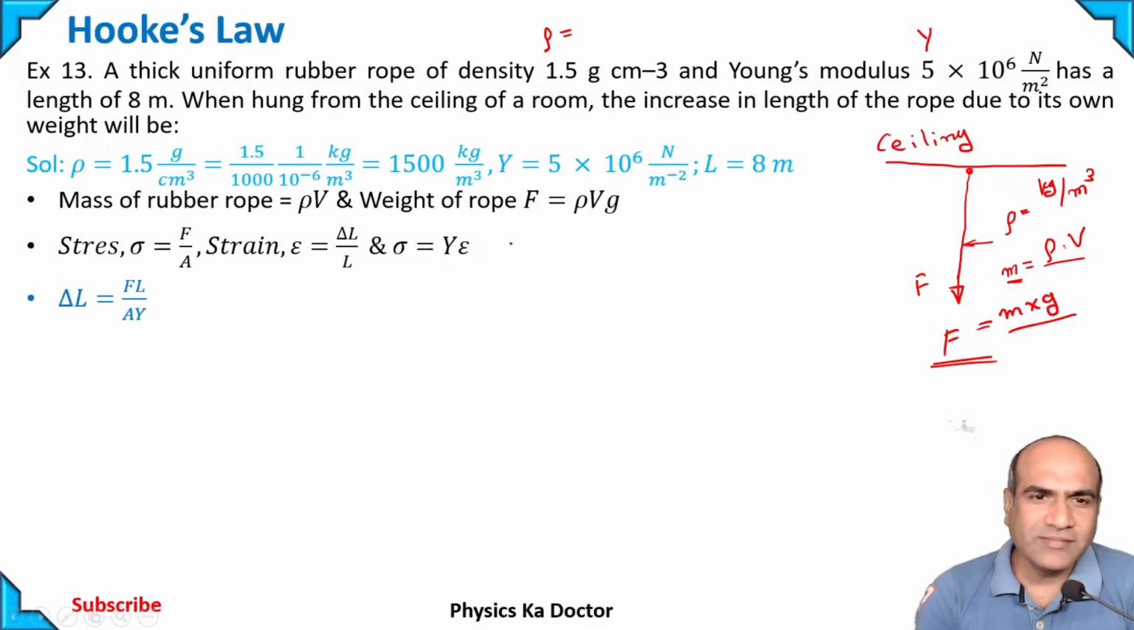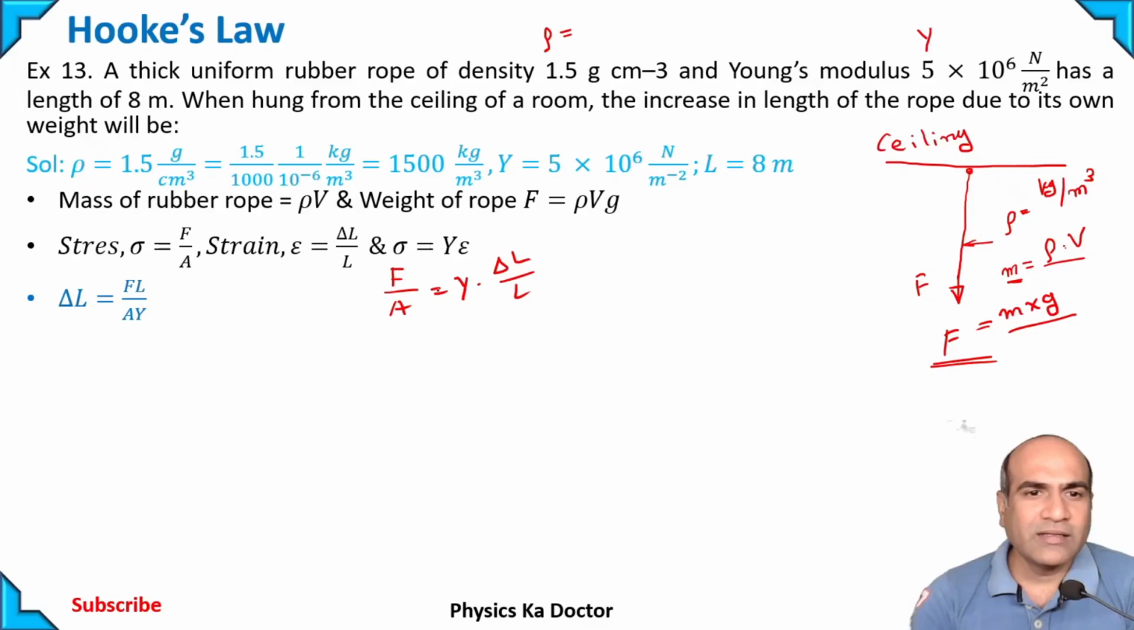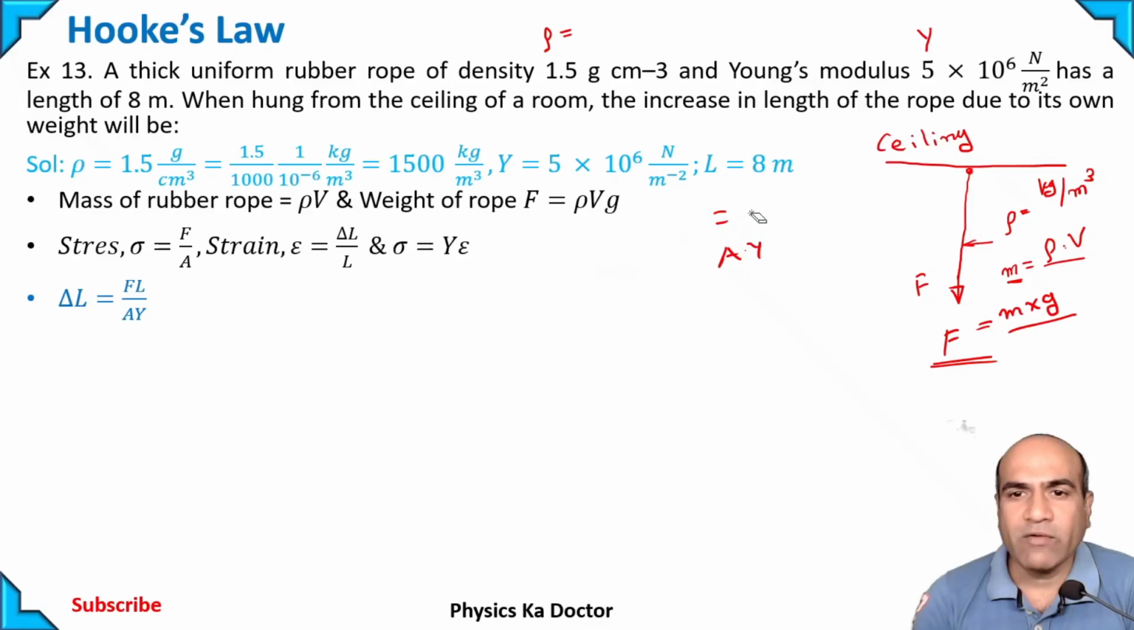What next? See, we already derived this equation. Let me derive: sigma is equal to F by A is equal to Y epsilon, delta L by L. Right. So here we need delta L, the change of length. So we can write delta L by taking this to the opposite side: F L divided by A Y. You can take this Y on the opposite side. Right. So this is a very simple conversion. It is always required whenever we go with stress strain equation. So now we have delta L is equal to F L divided by A Y.